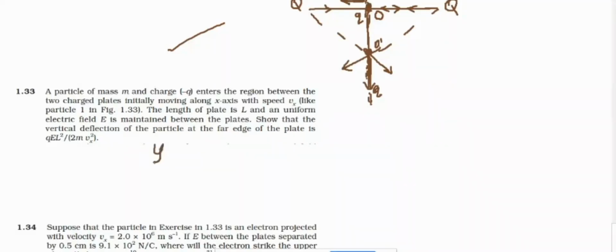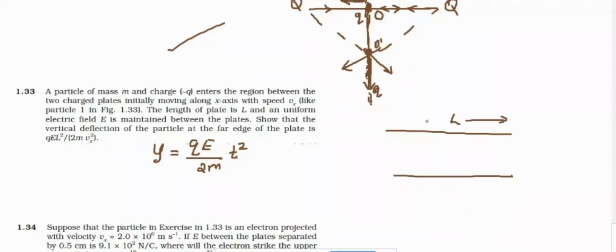Vertical deflection y is equal to qE by 2m into t square, and the acceleration qE by m is acting along y axis. If you have two horizontal plates like this, L is the edge length of the plate. Now the force is acting along y axis, no force is acting along x axis. The reason? The electric field applies force along y axis only. This is the positive plate and negative plate. Electric field is from positive plate to negative plate. So force is only acting along y axis, no force is acting along x axis.